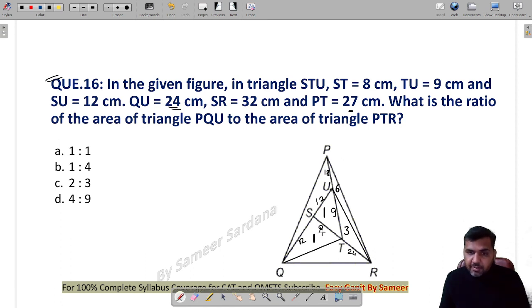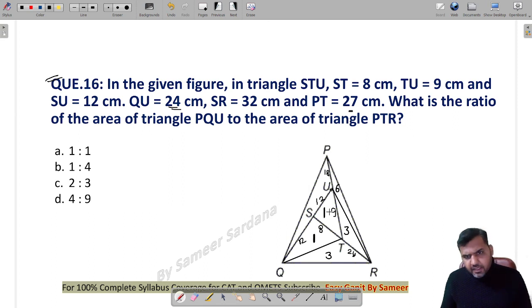Now see this, on the base of 8, look at the triangle STQ and then the triangle TRQ. On the base of 8 we have area 1, on the base of 24 we will have the area as 3. This area would be 3.